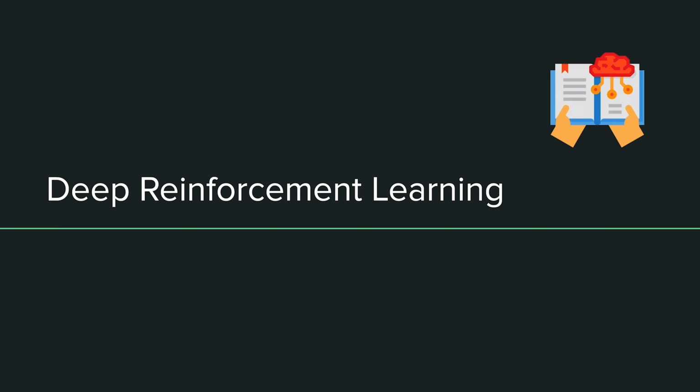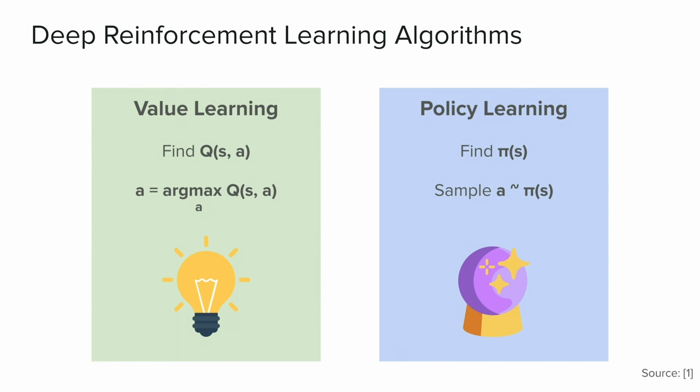Let's talk about deep reinforcement learning. What we've seen so far was mostly the overall and basic ideas about reinforcement learning, so let's see how deep learning made a twist in this. Deep reinforcement learning algorithms are typically divided into two broad categories. One would be value learning.